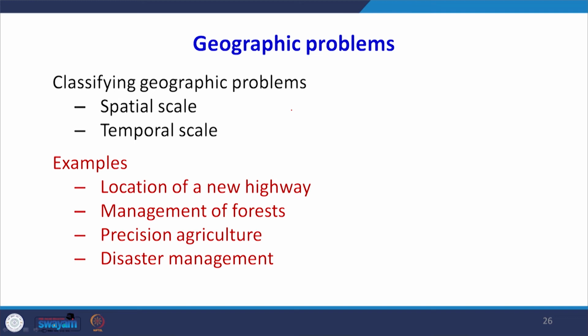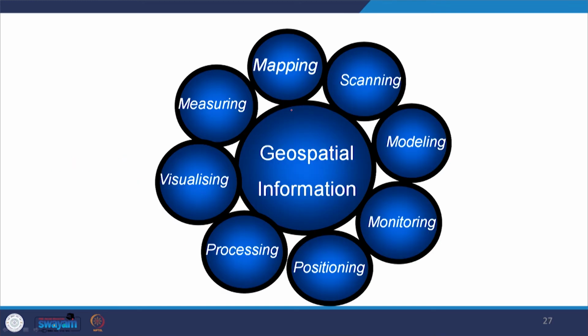The examples could be that we want to locate a new highway, we want to carry out the management of the forest or disaster management or precision agriculture. So, where we need either the spatial scale information or the temporal scale information data.